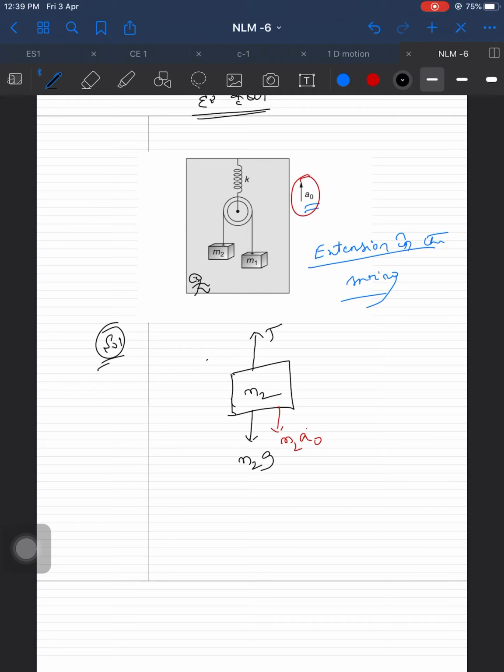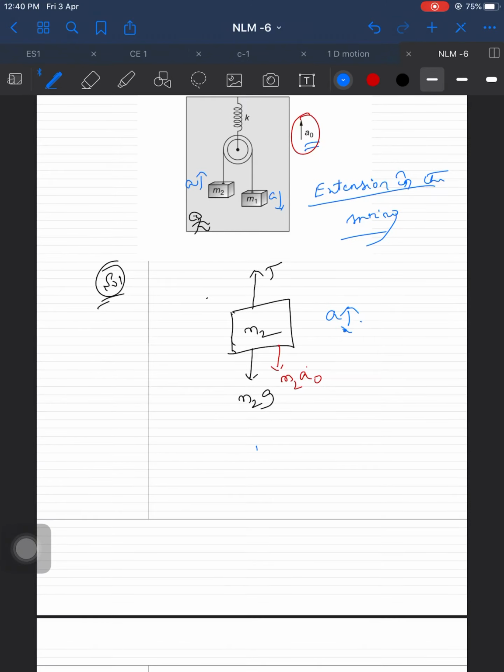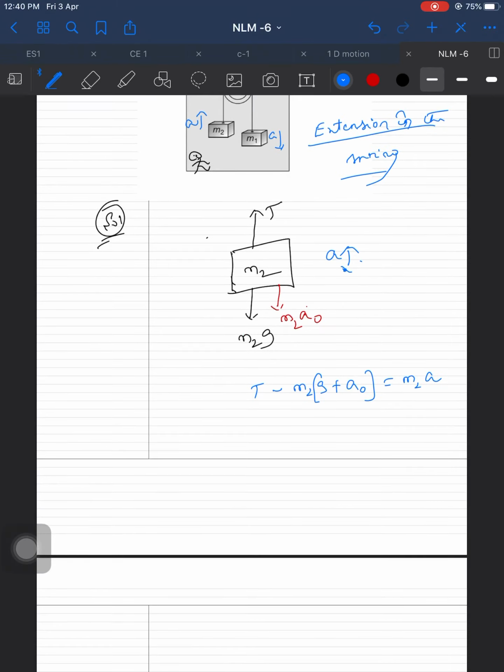Next, with respect to the frame of reference, it is moving upward with the acceleration A1, and it goes down with the acceleration A. Now take T in the upward direction as we considered. T minus M2 into G plus A naught is equal to M2 multiplied with A.